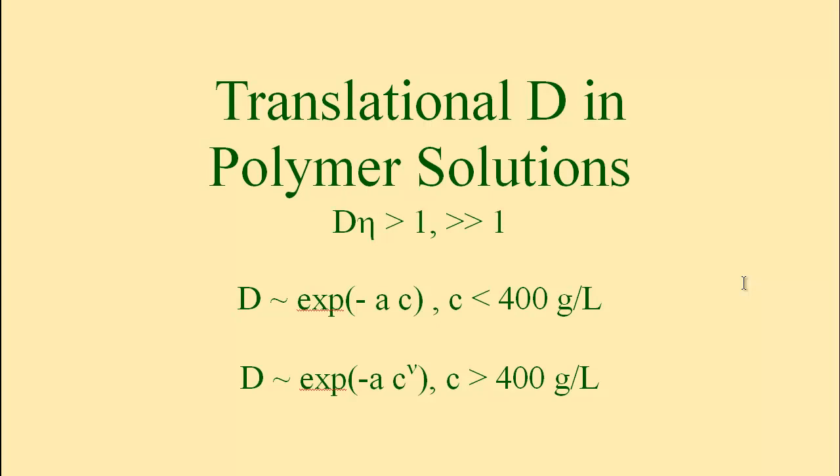In the very same system studied by the same authors using the same techniques, at higher polymer concentrations, there is a crossover and the solvent self-diffusion coefficient now follows a stretched exponential in the polymer concentration. This is all in the same system, the same authors, the same instruments, so that is very definitely a very real and quite unmistakable crossover.